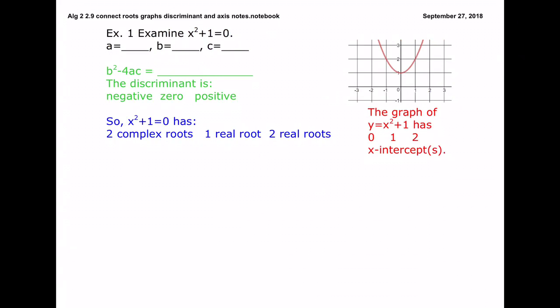Example number 1 says examine the quadratic x squared plus 1 equals 0. So the first thing we can do is list our a as 1. There is no linear term or b, so we put 0, and our constant is 1 as well. When we plug these values into b squared minus 4ac, 0 squared minus 4 times 1 times 1, we get negative 4. So we would say the discriminant is negative. So x squared plus 1 equals 0, because it is negative, would have two complex roots. Complex roots means imaginary.